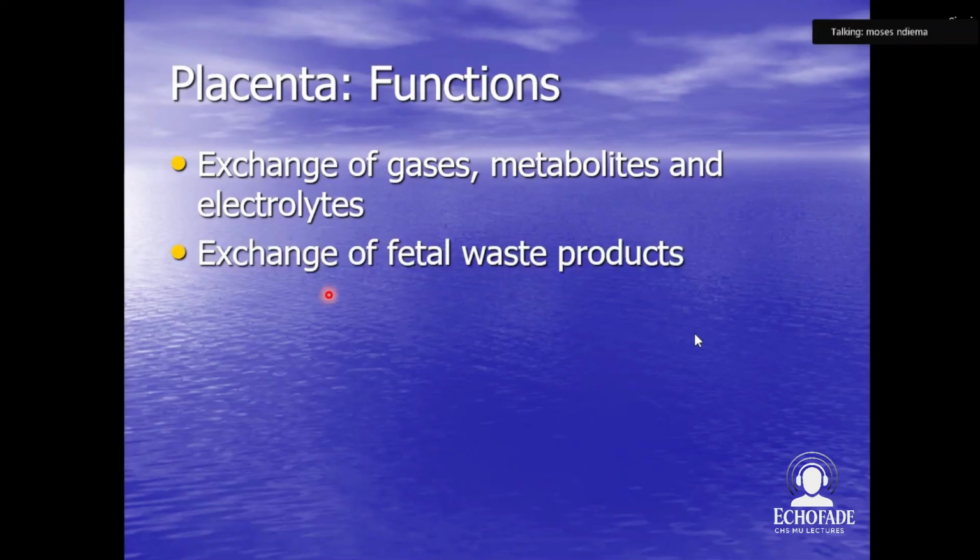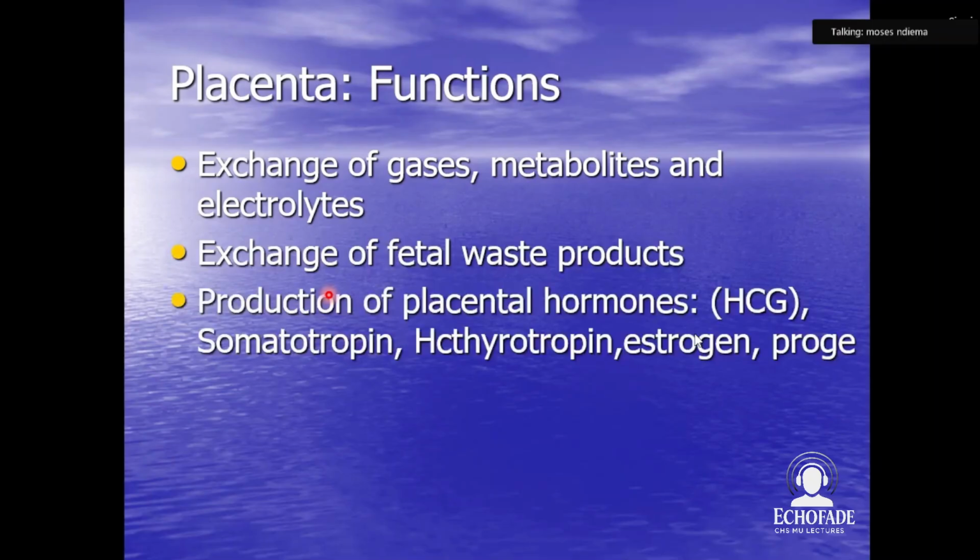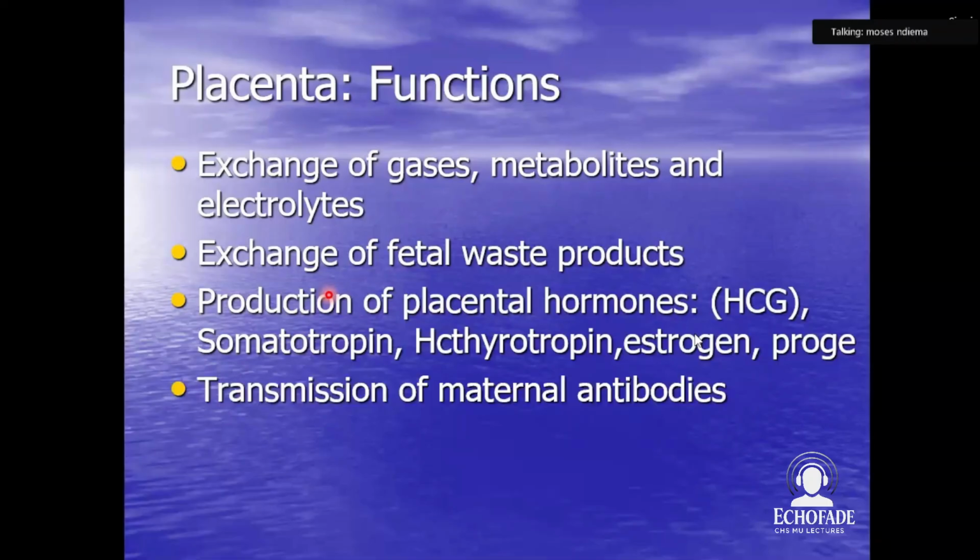The fetal waste products are absorbed into maternal circulation and transported to the maternal kidney, where they are removed. And then production of placental hormones. So human chorionic gonadotropin hormone from the trophoblast cells, somatotropin hormone, human chorionic thyrotropin hormone, the estrogens, the progesterones, all these are produced in the placenta. So that in the third trimester, you can remove the corpus luteum and pregnancy will still be carried to term.